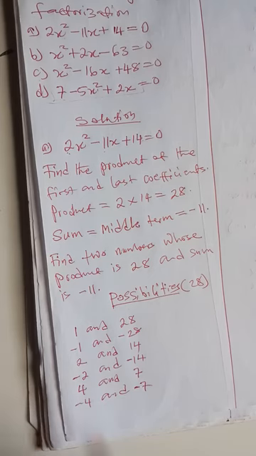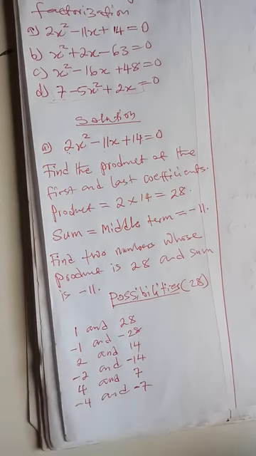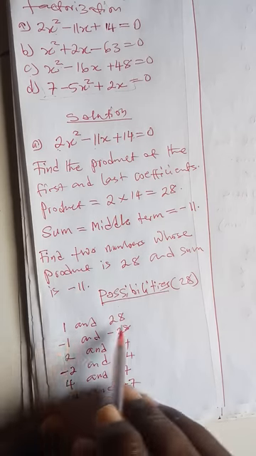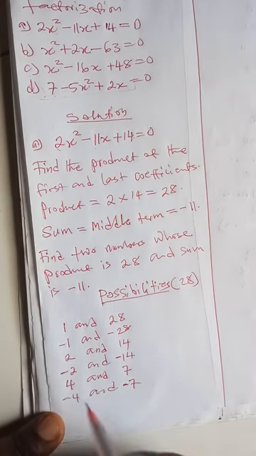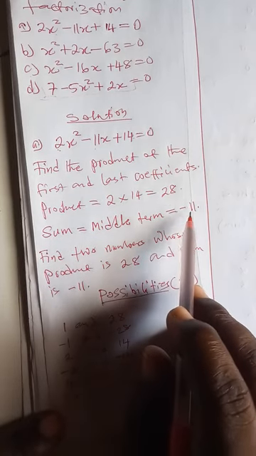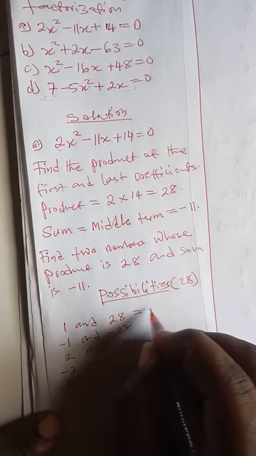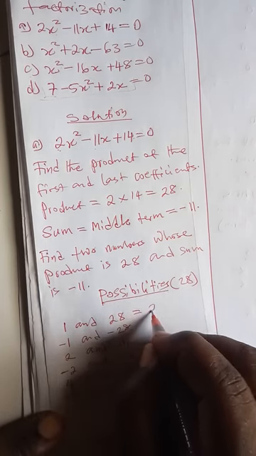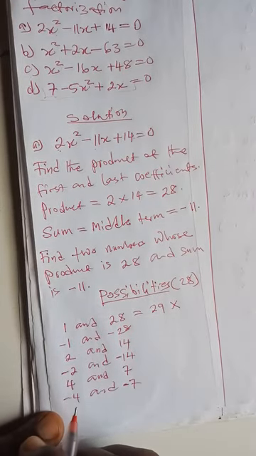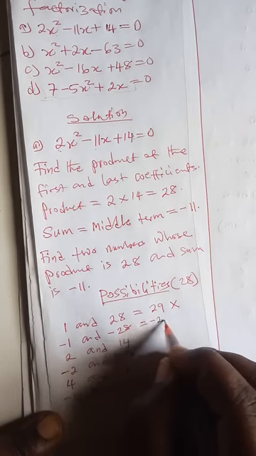None is a factor until you get to 28. 28 is a factor, and I've used it already. See that? I'm done. So now what I'm going to be doing is finding the sum of two of these numbers. Which one would give me minus 11? So now I add this and this. If you add this and this, you get 29. It does not satisfy the condition. This and this will produce minus 29.